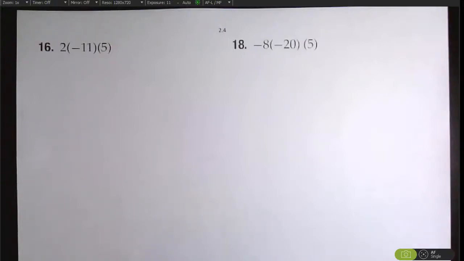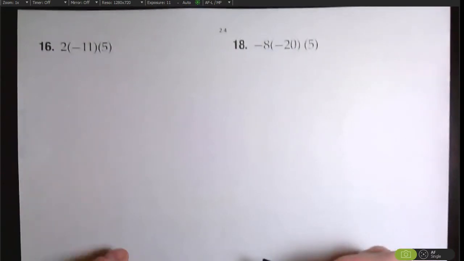Alright, so here we go. Section 2.4, multiplication of integers. Now the thing is this, the negative sign, whenever you're not at it, it's still telling you direction, just like left and right. But now what we have to do is realize what that means in the context.